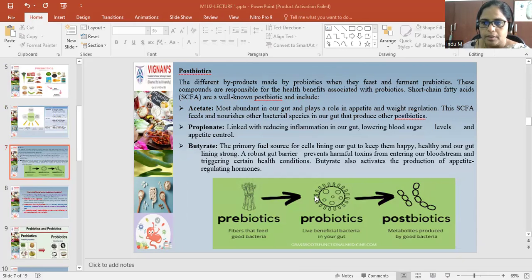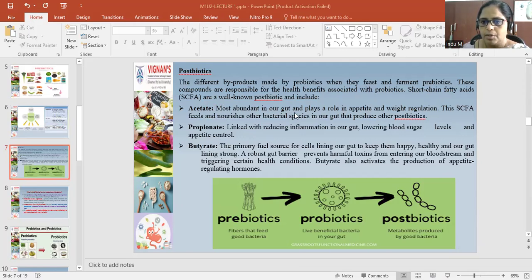And postbiotics. So already we discussed about the probiotics, prebiotics, and postbiotics. So these are the different byproducts made by the probiotics when they feed on the prebiotics. These compounds are responsible for health benefits associated with the probiotics. They are nothing but short-chain fatty acids. These are the well-known postbiotics. And those postbiotics of short-chain fatty acids are acetate, propionate, and butyrate.